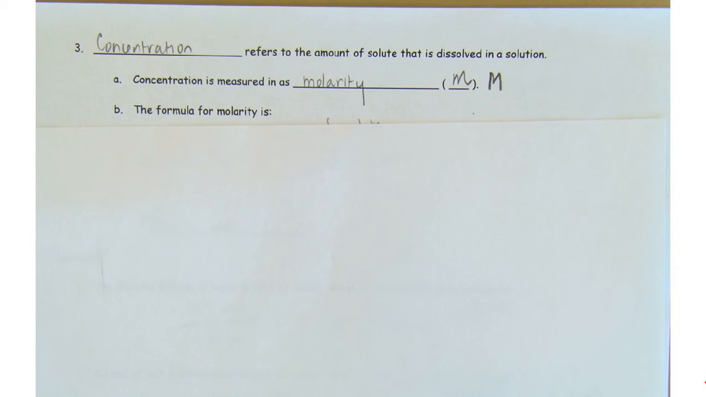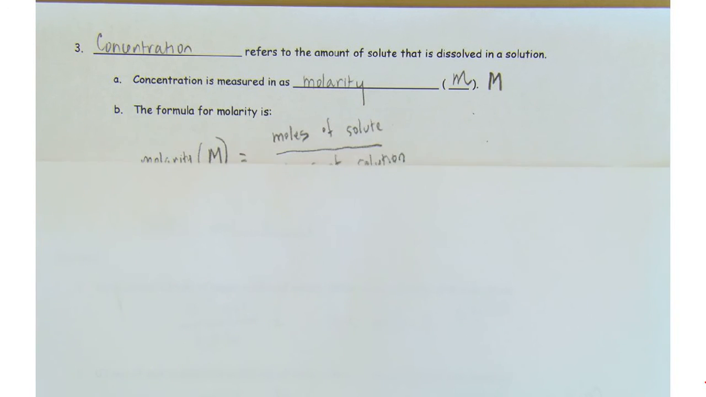When we measure concentration, we do it in something called molarity, and we abbreviate it with a capital M. So the formula for molarity is moles of solute, like the moles of the sugar, divided by the liters of the solution, or the volume of the solution. Okay? So it has to be moles, and it has to be liters.